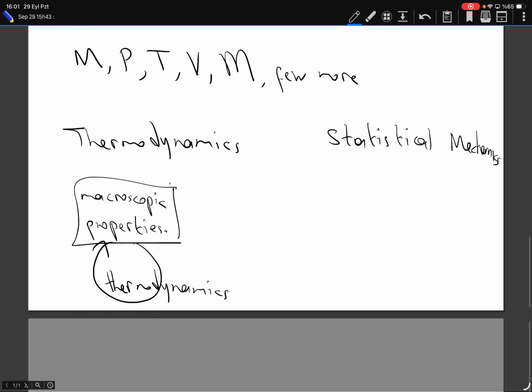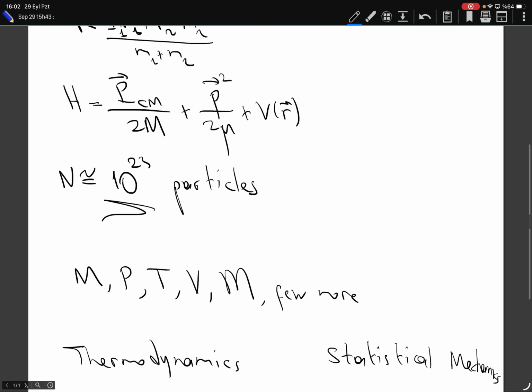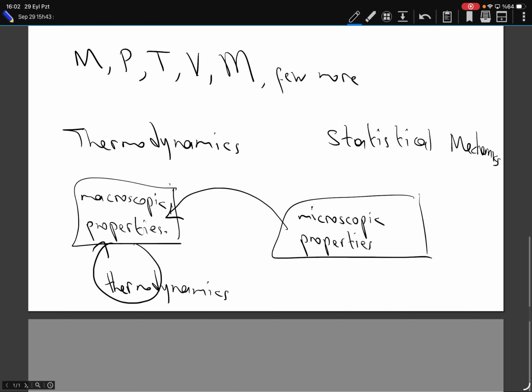Now, what statistical mechanics does is there are the microscopic properties, like the 6N components of coordinates and momenta of the particles, how the particles interact. It tries to relate these microscopic properties to the macroscopic properties, and hopefully without solving the equation of motion for each one of those particles. Just starting from some general principles, can we relate the microscopic properties to the macroscopic properties?